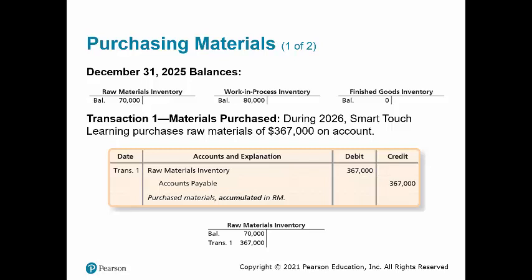The journal entry that we see on the slide is a summary entry for all of the raw materials inventory that would have been purchased during the year. That would be a debit to raw materials inventory and then a credit to accounts payable if the items, of course, were purchased on account.